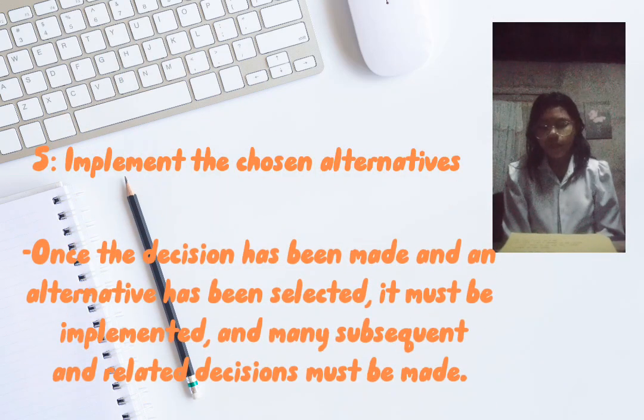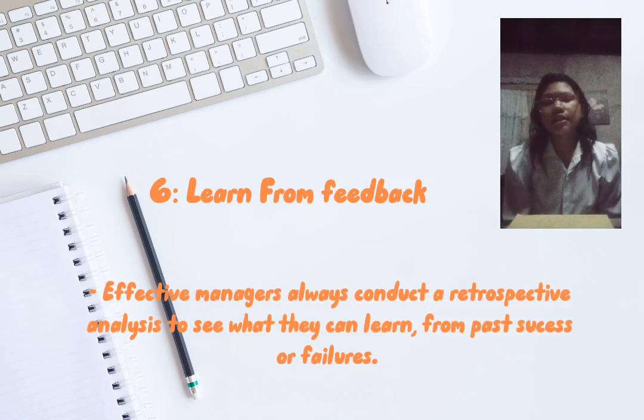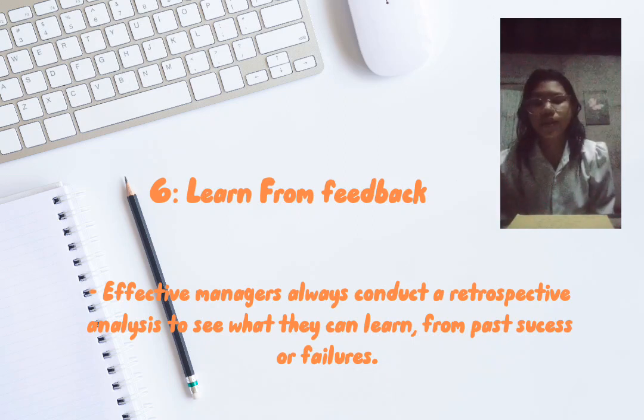Number 5, implement the chosen alternative. Once the decision has been made and an alternative has been selected, it must be implemented and many subsequent and related decisions must be made. So lastly is learn from feedback. Effective managers always conduct a retrospective analysis to see what they can learn from past successes or failures.